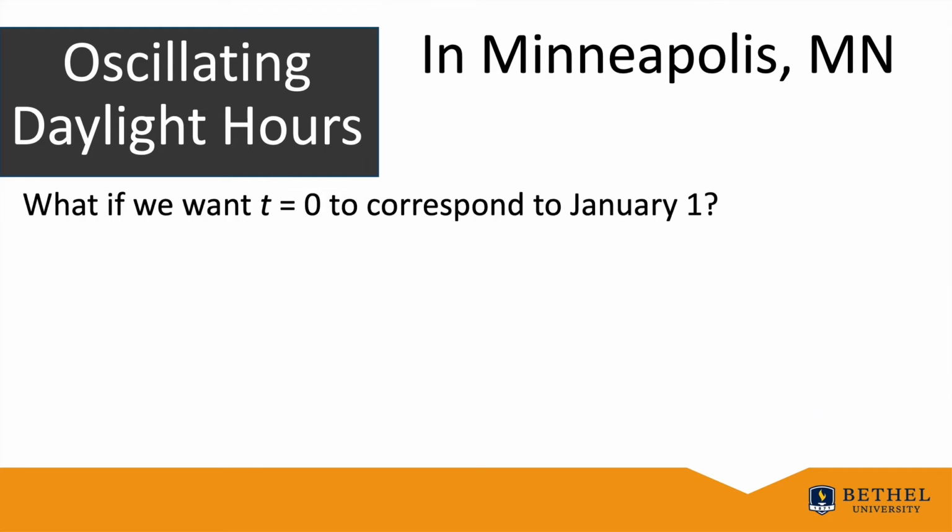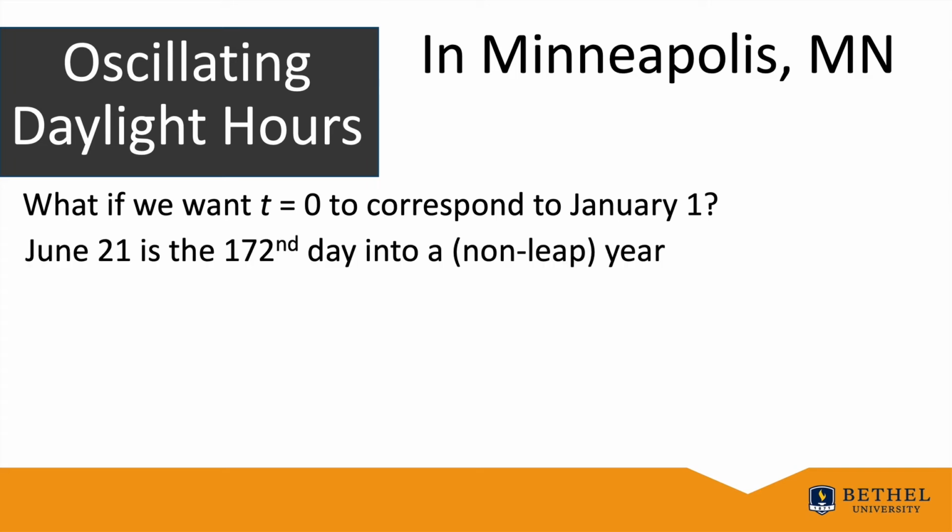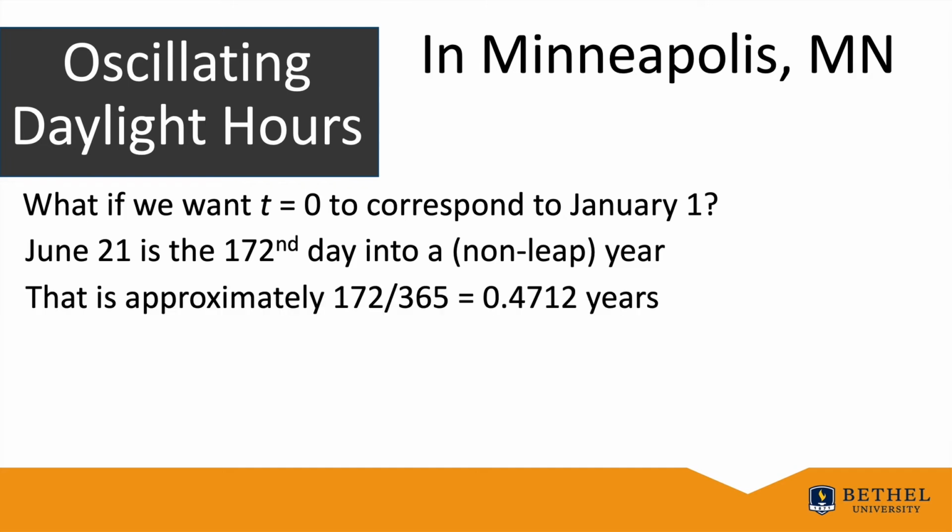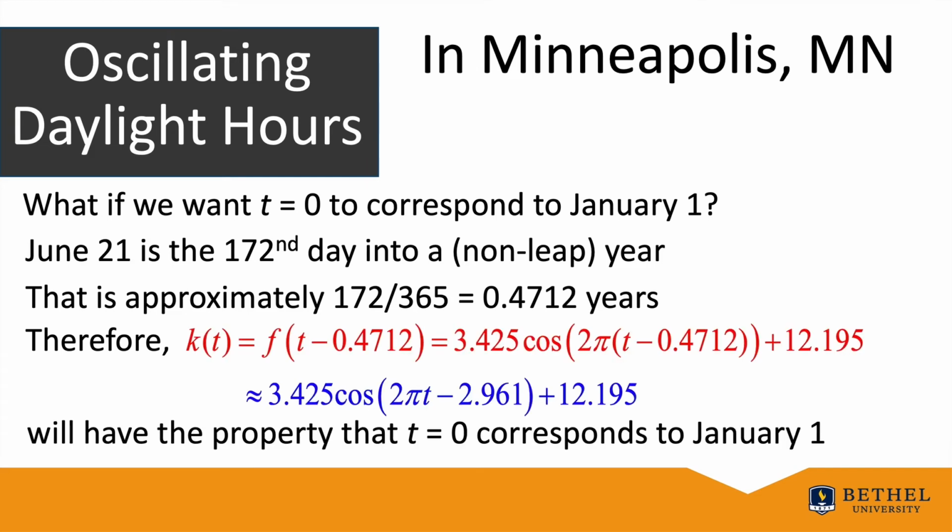But what if we wanted to do the more natural thing and let t equal 0 correspond to January 1st? We can use a horizontal translation to help us do this. We should first determine that June 21st is the 172nd day into a non-leap year. That's approximately 0.4712 years. Because of that, this function will have the property that t equals 0 corresponds to January 1st. But why? Because if we plug t equals 0.4712 years into k, we will be computing f of 0.4712 minus 0.4712, which is f of 0, which we know corresponds to June 21st.